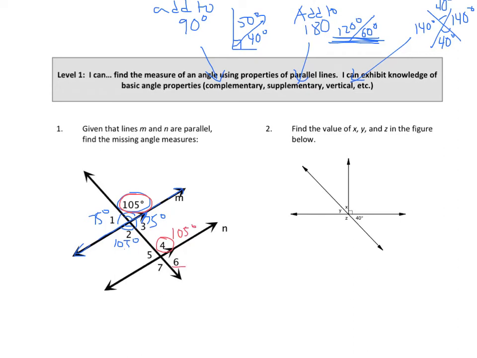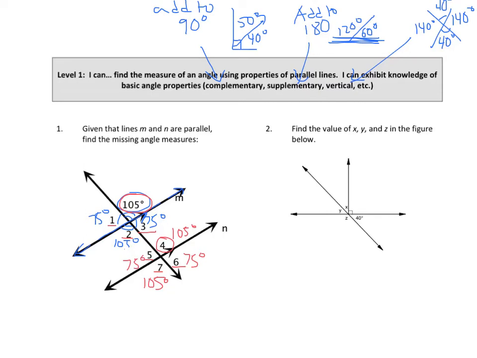Angle 6 is in the same spot as angle 3. Those two would be the same. They're corresponding angles, so this is 75. Angle 7 is the same as angle 2. They're corresponding. This is 105. And angle 5 is in the same position as angle 1. Those are corresponding angles at 75.